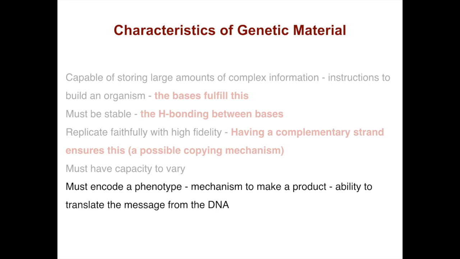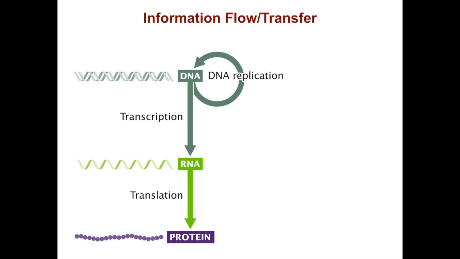And DNA must encode a phenotype, a mechanism to make a product, an ability to translate the message coming from the DNA into products. And here comes the central dogma of molecular biology. You have DNA which can replicate and be transferred on to the next generation. Genes are transcribed from DNA into RNA, and then they are translated at the ribosome into protein where they can fulfill their function. This was formalized by Crick.